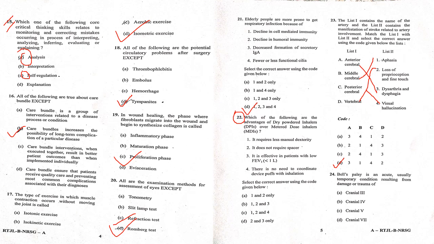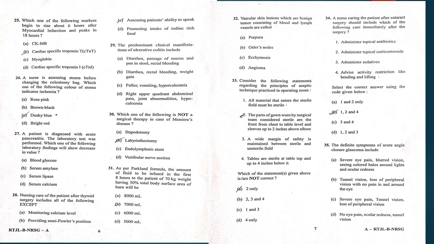Bell's palsy is an acute, usually temporary condition resulting from damage or trauma of cranial 7. Option D. 25. Which one of the following marker begin to rise about 6 hours after the myocardial infarction and peaks in 18 hours? এটা হলো cardiac specific troponin T.